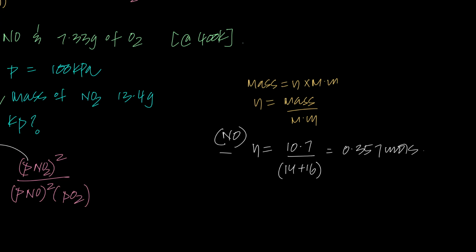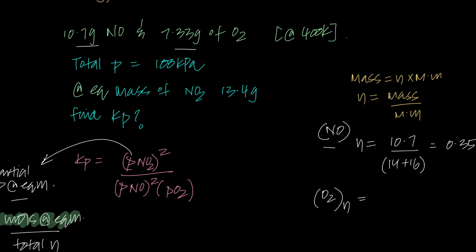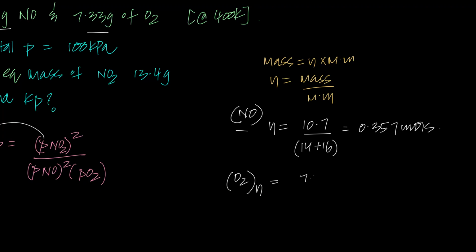Done. Now moles of oxygen. How many moles of oxygen do you have? You have the mass of oxygen divided by the molar mass: 7.33 divided by oxygen's 16. You have 2 O's, so times it by 2. How many moles do you get? 0.229. Okay.